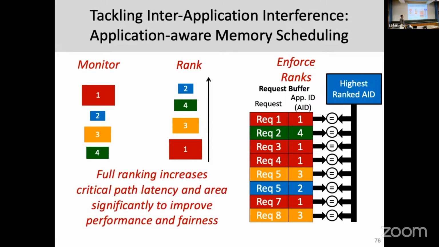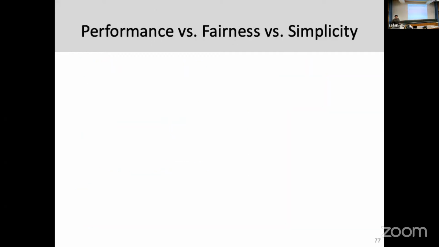Now they investigate these schemes and they find that this sort of ranking in the memory controller increases the critical path latency. That means the frequency that the memory controller operates, the circuit operates at, must reduce, must become smaller. And this full ranking also has huge area overheads. It helps us improve performance and fairness, but they're costly to implement, basically.